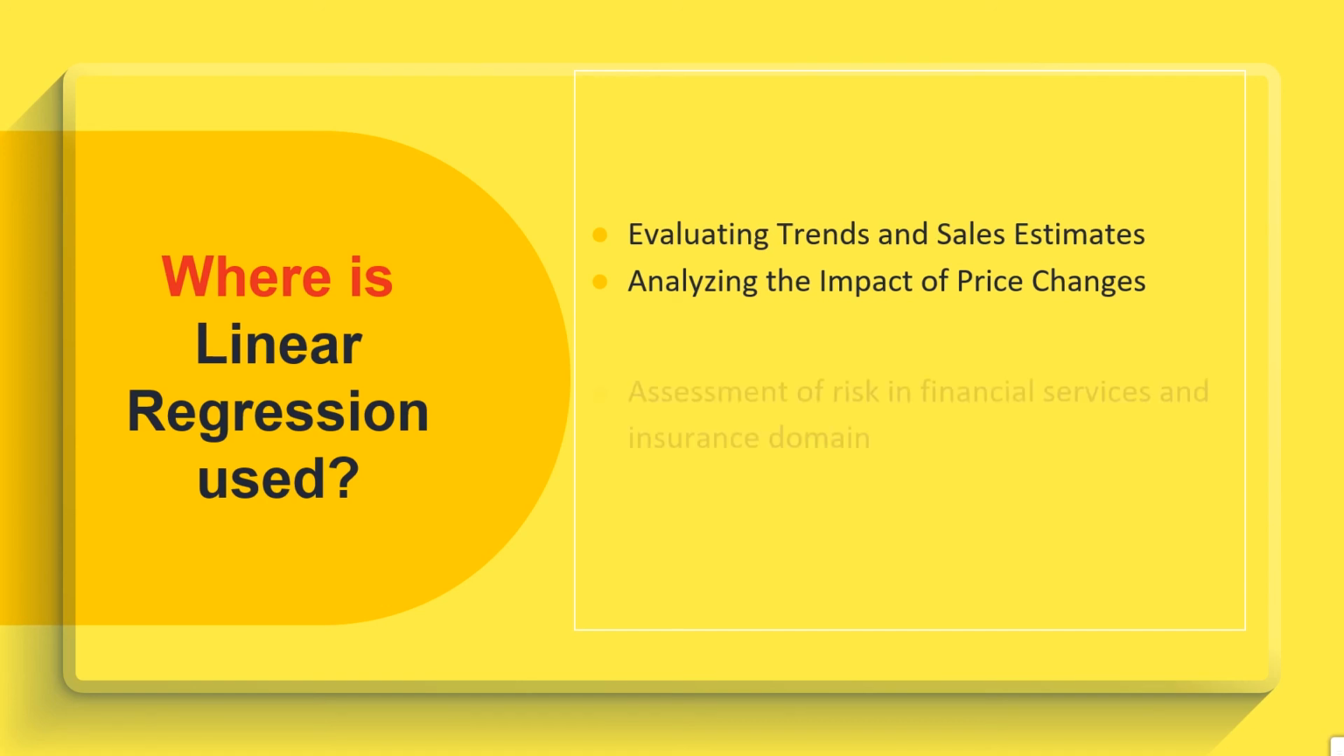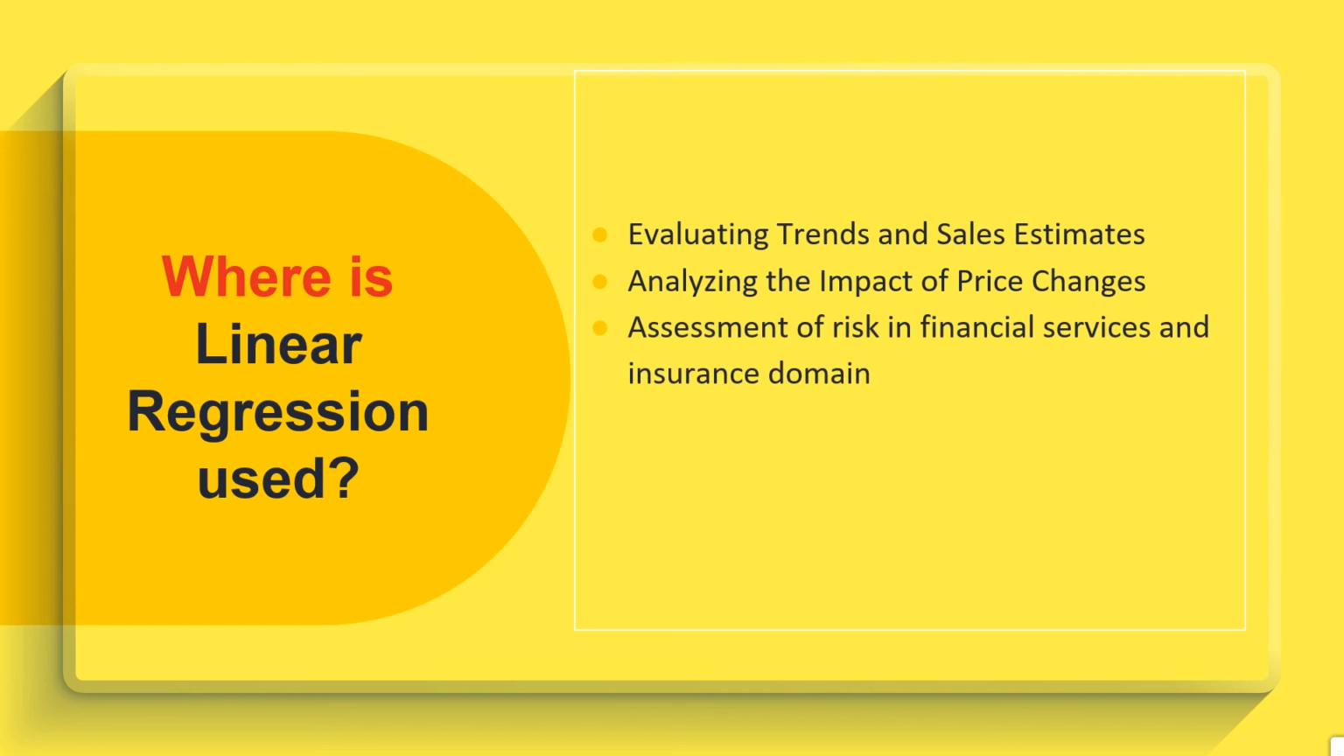Next is assessment of risk in the financial services and insurance domain. Linear regression can be used to analyze risk. For example, health insurance companies might conduct a linear regression analysis. How can they do it? They can do it by plotting the number of claims per customer against their age, and they might discover that older customers tend to make more health insurance claims. The result of such analysis might guide important business decisions.